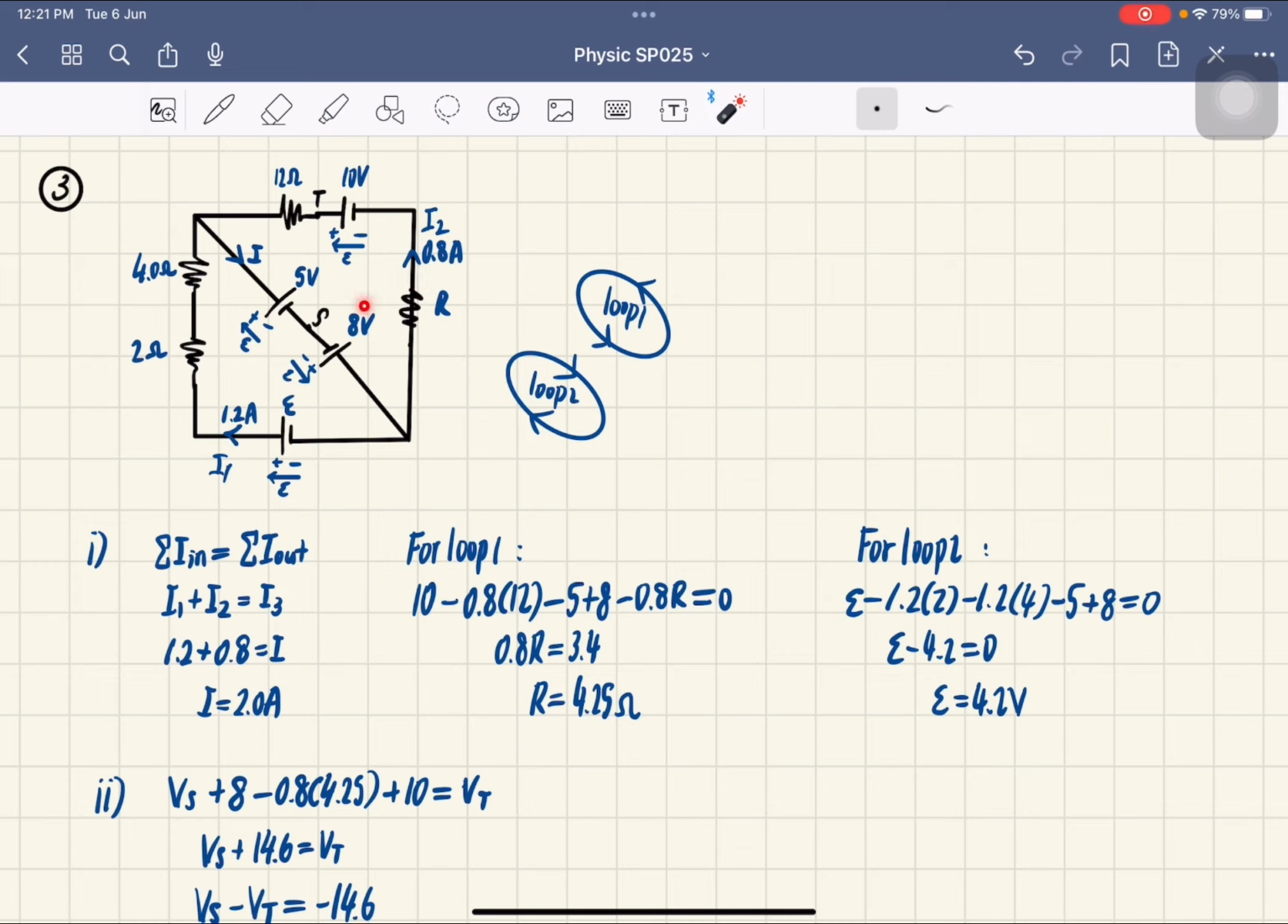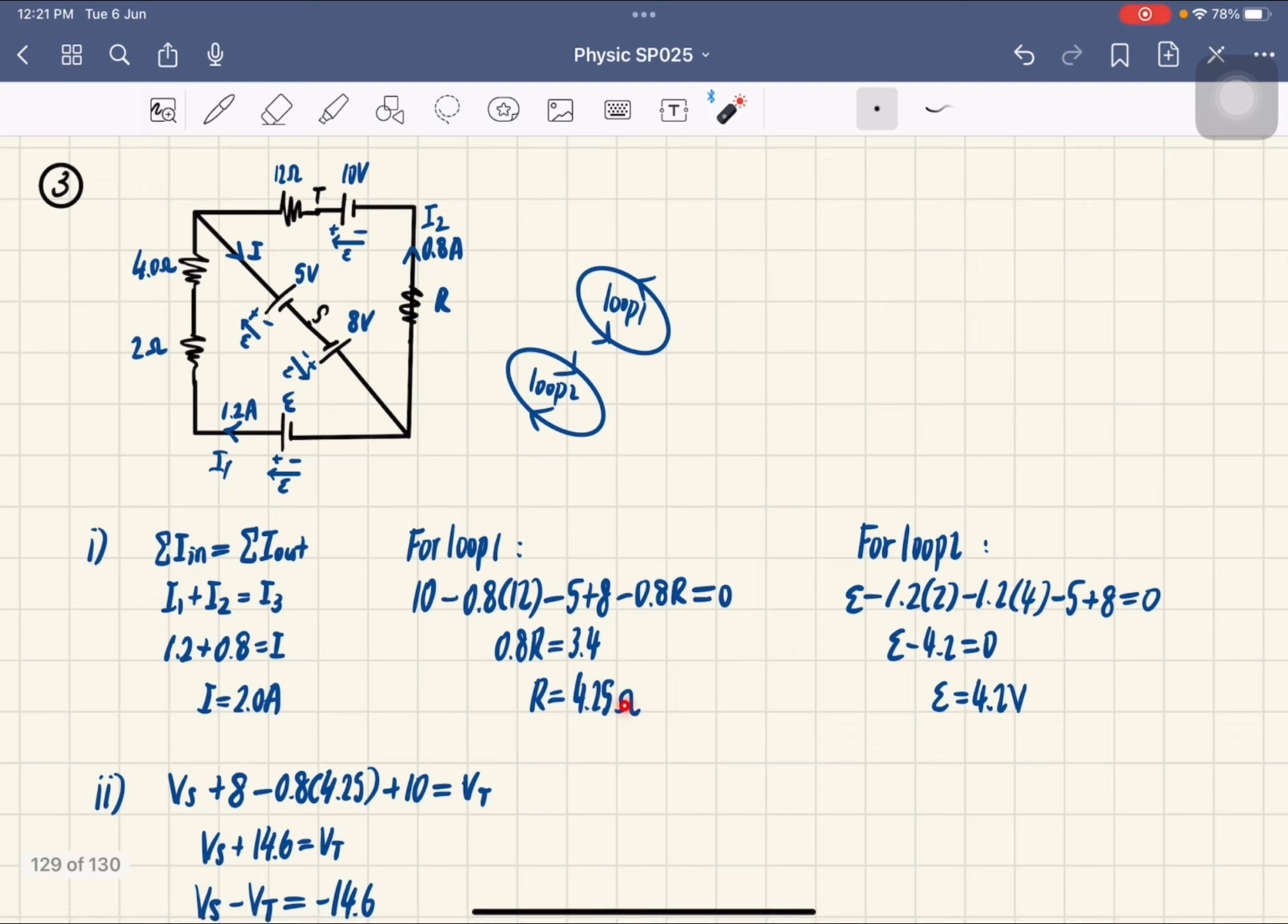Then for the last one, the resistor R, the current that passes through the resistor R, which is I2, is the same as the loop direction, so we get negative 0.8 R equal to 0. Then we get the R value by using the math solving methods, and R is 4.25 ohm.